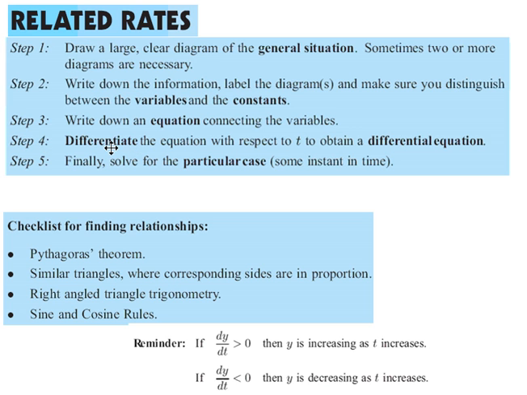Step 4, you'd use implicit differentiation to differentiate with respect to time. And step 5, you would substitute values for your particular case in order to solve the problem.